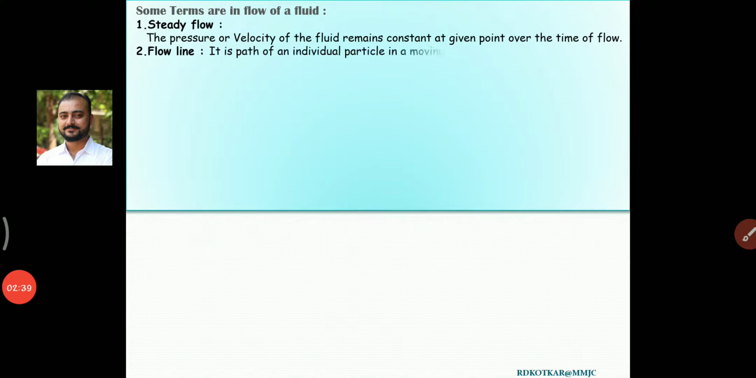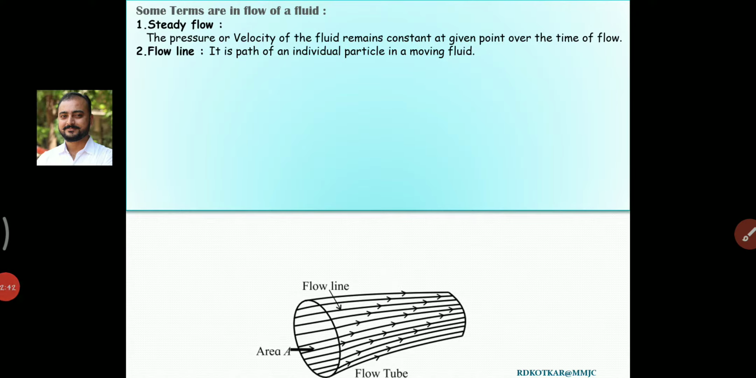Then next is the flow line. What about the flow line? It is the path of an individual particle in a moving fluid. Means if we consider a pipe, and in this pipe we consider many layers of liquid, then one such liquid path along which a particle of the fluid is moving is the flow line.